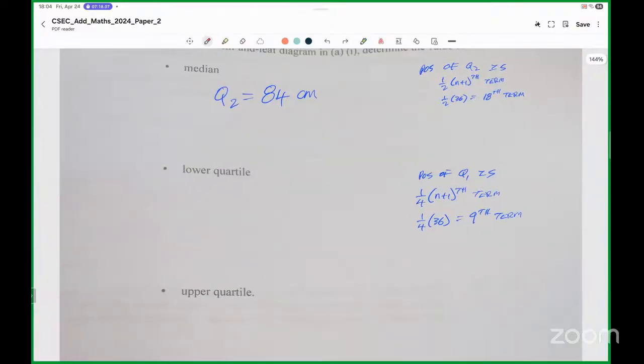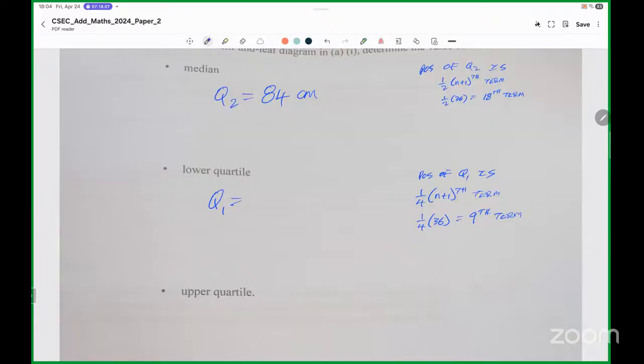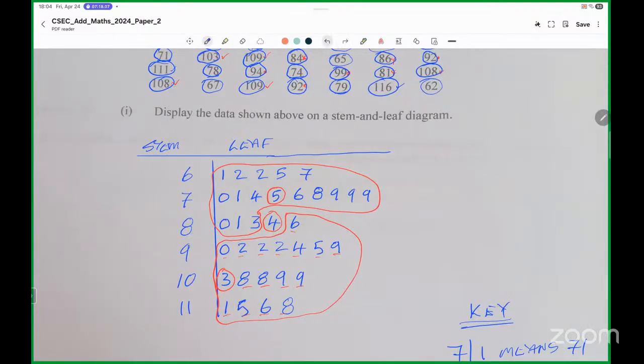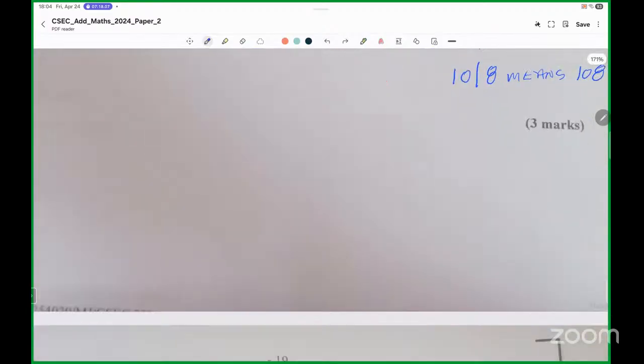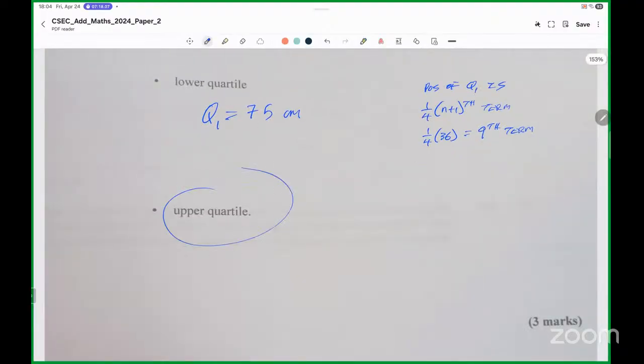So anyway, Q1 is the lower quartile. Q1 is the 9th value, which is this value right here, which is actually 75. So Q1 is 75 centimeters. Then here is the other one, the upper quartile, which is Q3.